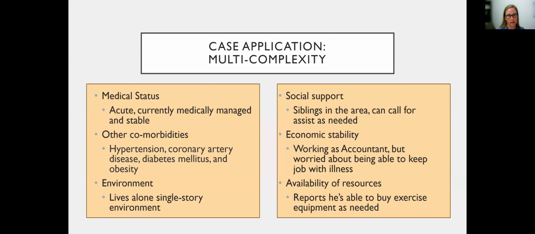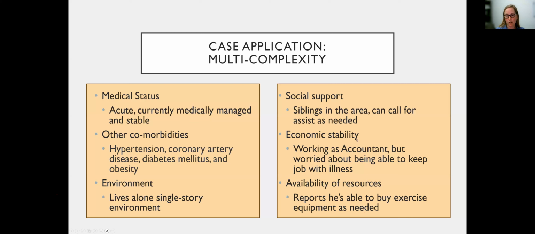And then the multi-complexity. So we're going to look at all of these different areas. For him, he's acute congestive heart failure, but he is now medically managed and stable. I think one of the important pieces, especially with home health, is that we make sure that he maintains that. And looking at his other comorbidities, his environment, he lives alone. Social support, he does have siblings in the area, but he can call for assist. His economic stability, he's working as an accountant, but he is worried about being able to keep up with his job due to the illness.